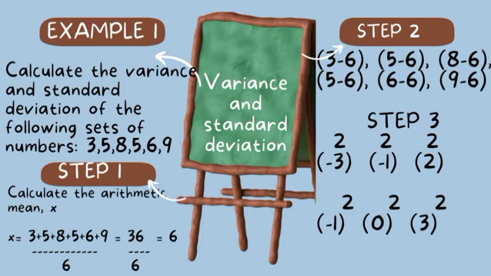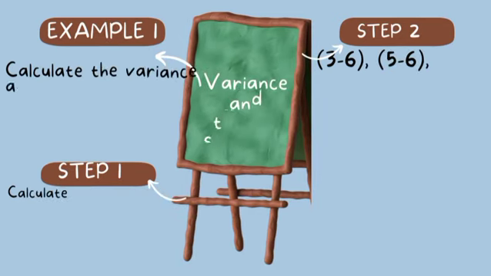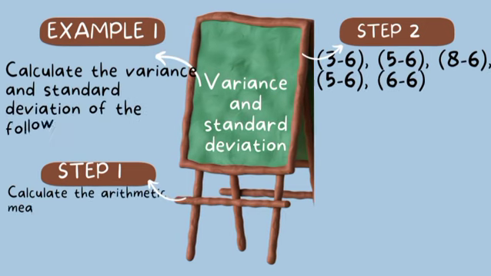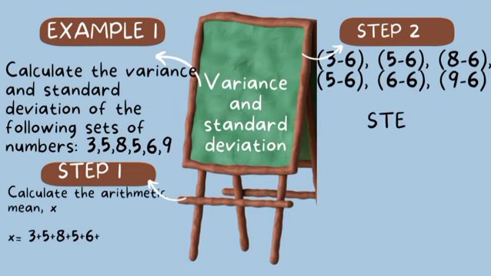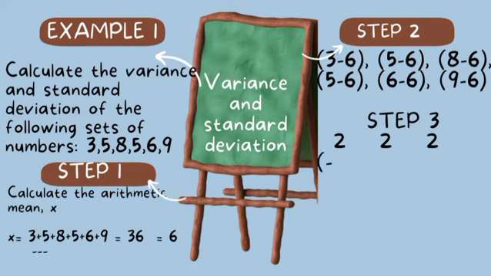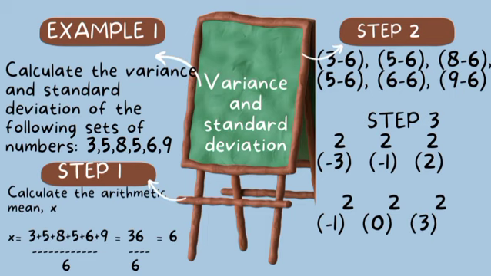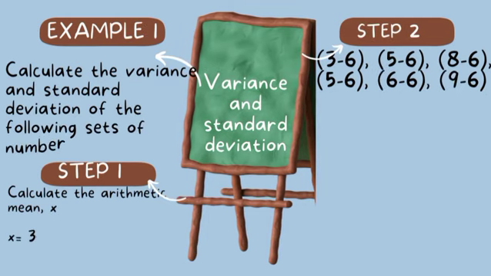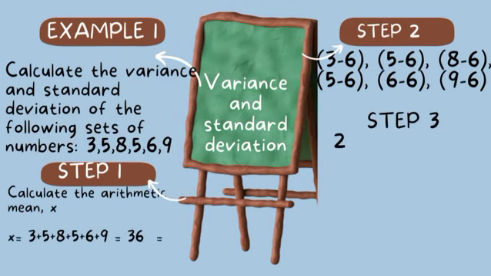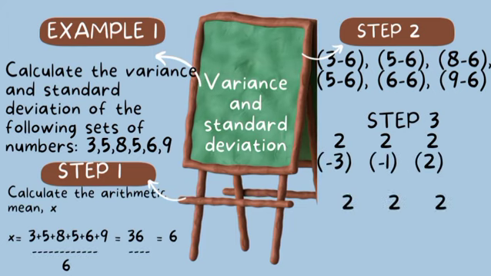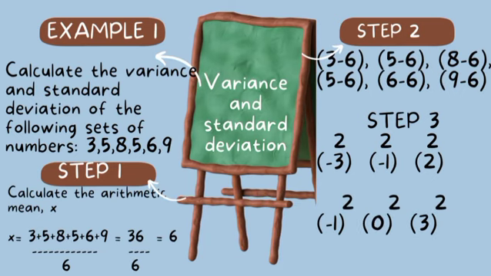So the next thing to do is to subtract the mean from the values you have in the distribution. So it will be 3 minus 6, 5 minus 6, 8 minus 6, 5 minus 6, 6 minus 6, 9 minus 6. You have the values below, which are minus 3, minus 1, 2, minus 1, 0, and 3.